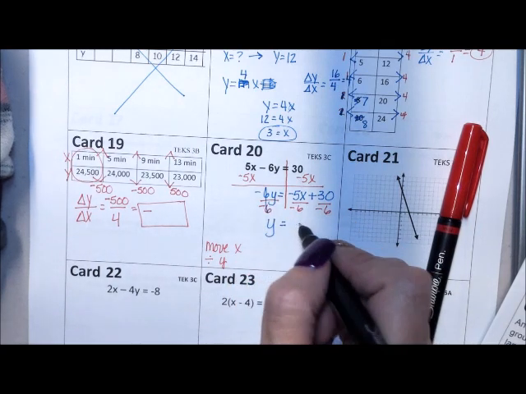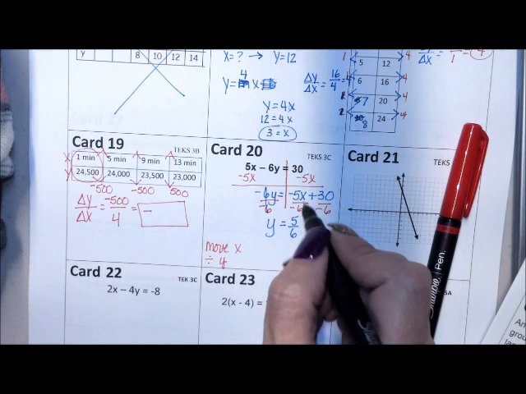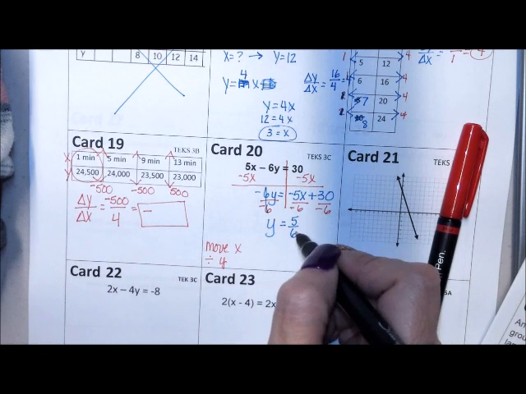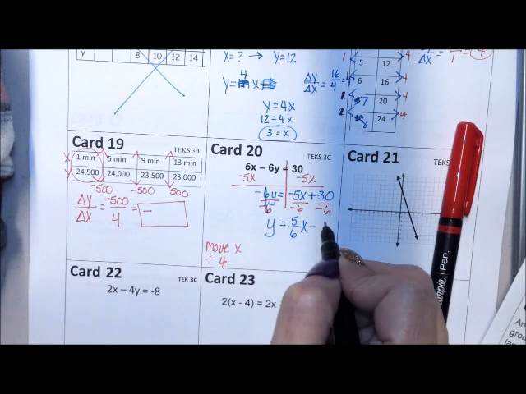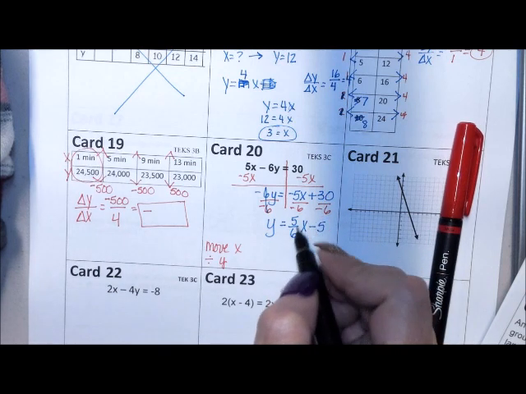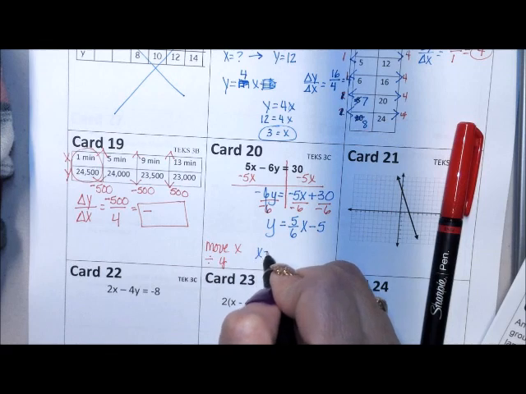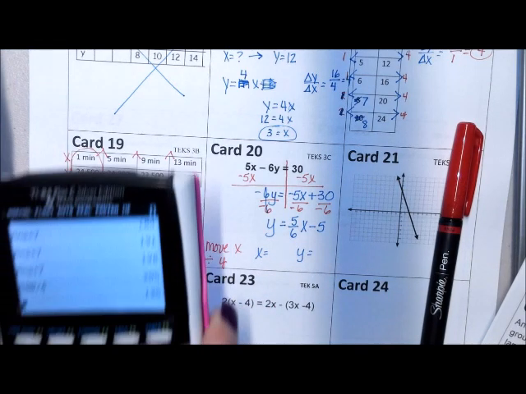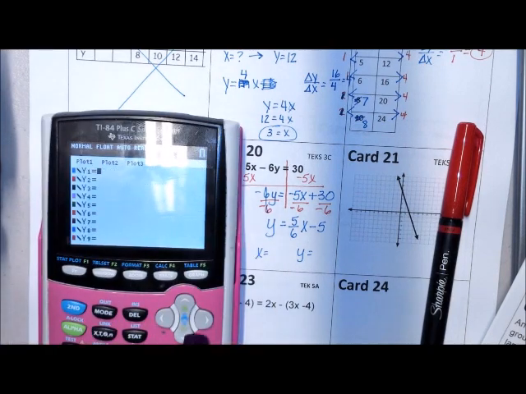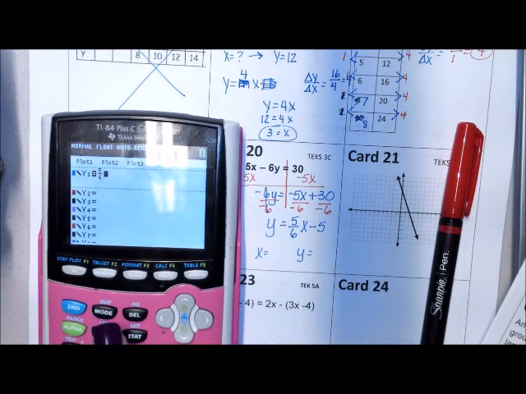So y equals positive 5 over 6, because negative over negative is a positive. I still have the x. That's going to give me negative 5. All right, so here's my equation. So I want to know what the x-intercept is and what the y-intercept is. I'm going to look. Hopefully I can see them. Y equals, clear it out. Alpha y equals, and I'm going to do 5 over 6 x and then minus 5. I'm going to hit graph.